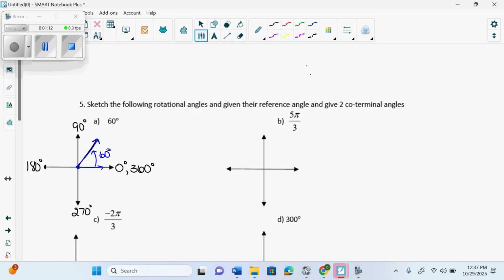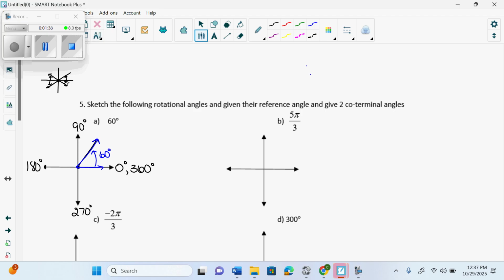Remember we talked about reference angles. Reference angles are the bow tie angles. They're the angles between the terminating arm and the x-axis. Reference angles are always positive because they're acute angles between 0 and 90. So if I had it here, here would be my reference angle. If I had it terminating here, this would be my reference angle. Those little bow tie angles between the terminating arm and the x-axis.